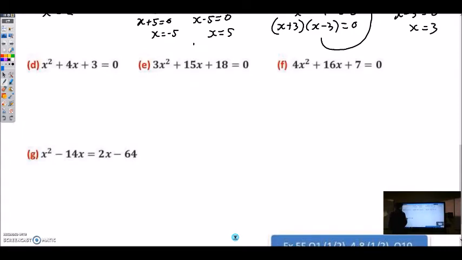Looking at example D, now here we are going to have to use the cross factor method. So we're looking for factors of x squared, which are only x and x, and then factors of 3, which are 3 and 1. Now, x times 3 is 3x, x times 1 is 1x. When you add these together, you get 4x, so it is a match. 4x, 4x, we know that we have the correct factors. We know that the factors of this are x plus 3 and x plus 1.